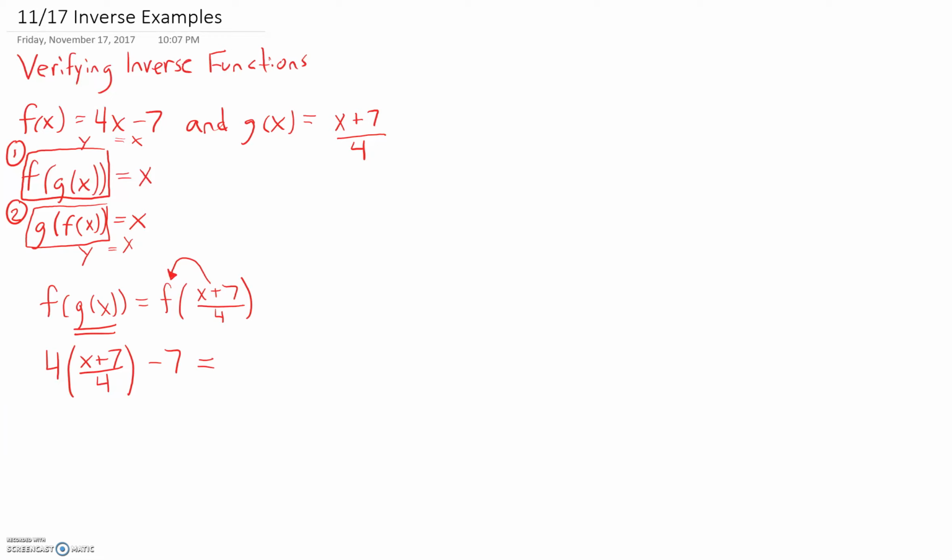And all we're doing is a little bit of algebra work. We can see that 4 divided by 4 is 1, and then leaves us with x plus 7 minus 7. When all is said and done here, we get x. So that one checks out.